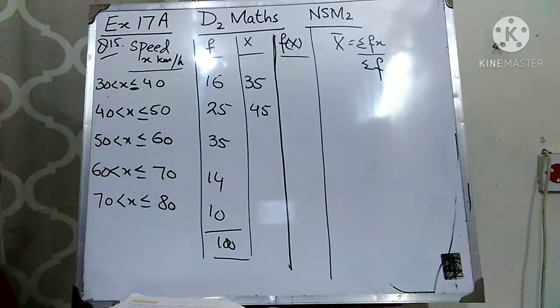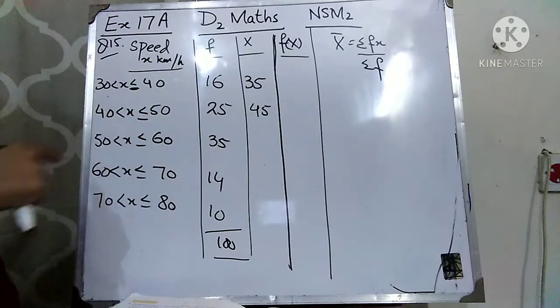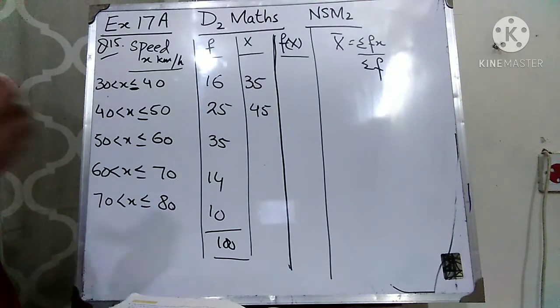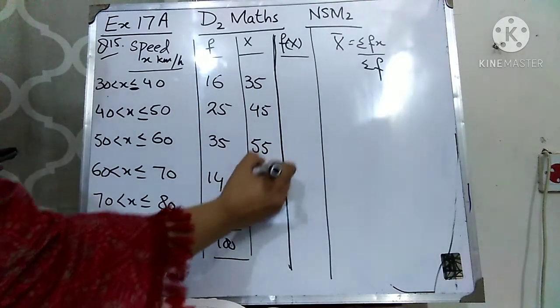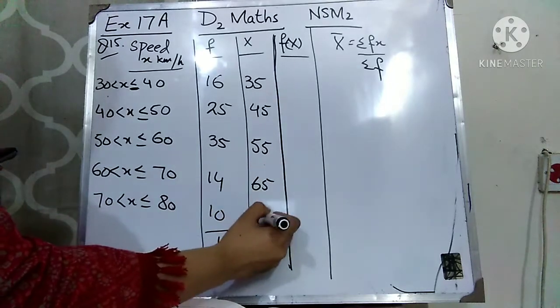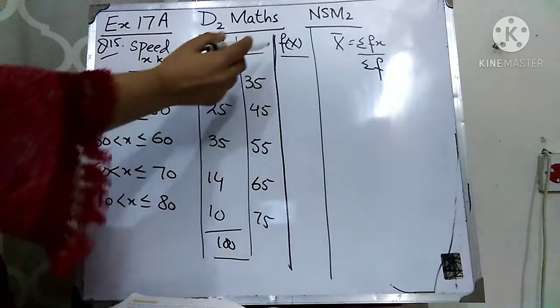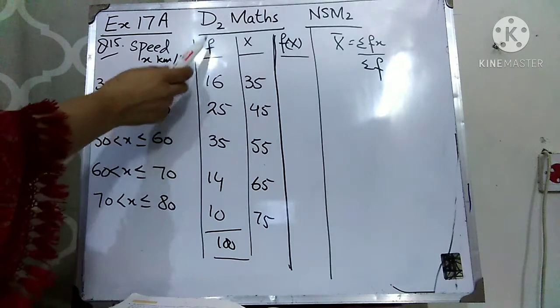Okay, in the same way, 60 plus 50 is 110, and when you divide it by 2, you get 55. In the same way you will get 65, and in the same way you will get 75. Okay, now students, we have to multiply frequency with x. We will multiply frequency with x.